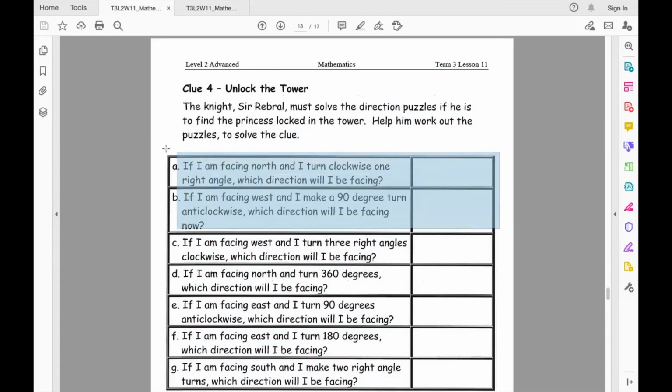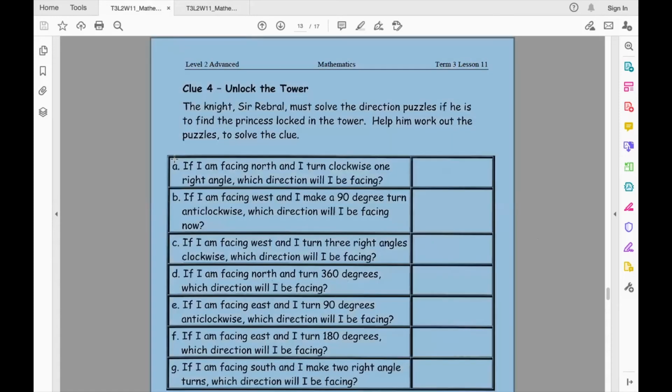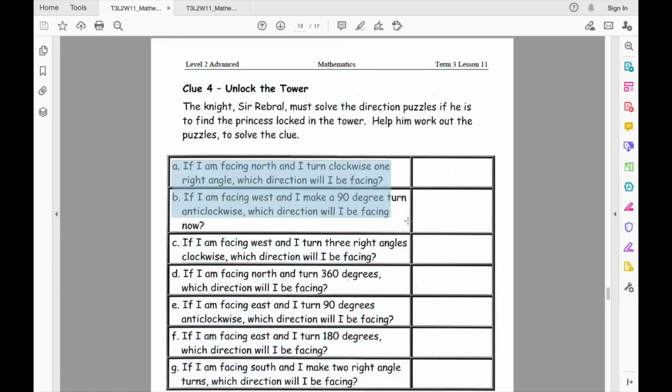Oh, it's not working. No, it's still not working. Why is that not working today? There it is. First two. So let's start with A. If I am facing north and I turn clockwise 1 right angle, which direction will I be facing?